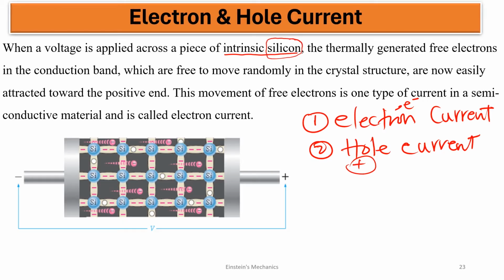Well, we can also use germanium, but when we did an analysis comparing voltage generation in germanium to silicon, silicon is more preferable. Are we okay? So when we apply voltage to silicon, it generates free electrons in its conduction band, and these electrons are free to move in the crystal structure, which are easily attracted to the positive end. And this movement of free electrons is one type of current generation in semiconductive material, which we call the electron current.